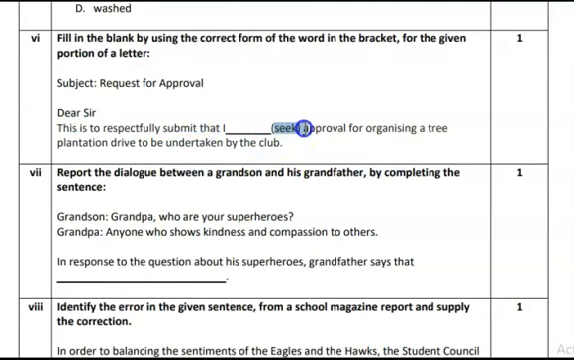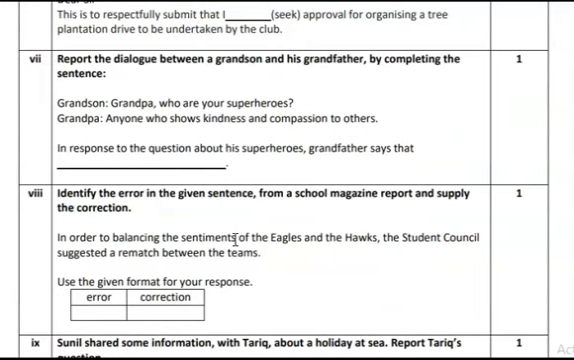So the correct answer will be, this is to respectfully submit that I seek approval for organizing a tree plantation drive to be undertaken by the club. And the latter part of the sentence also refers to the coming time, and therefore the correct answer will be seek.